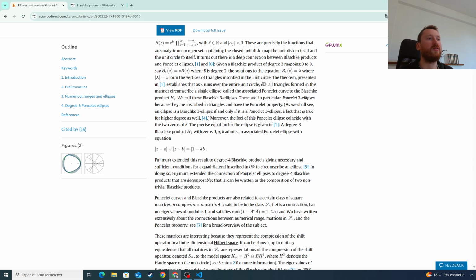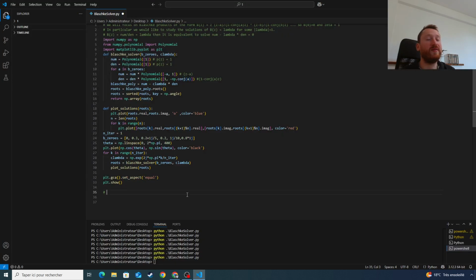There also exists a result on degree 6 Blaschke products, I think, to know if it is associated to an ellipse or not. But you can see that you have some conditions on the zeros of these Blaschke products to know if it is associated to an ellipse or not. And if it's not an ellipse, then we get a strange curve that has somehow the same property as the conics, because if you start on any point on the unit circle, then you can close a polygon starting from it with the same number of sides as any starting point.